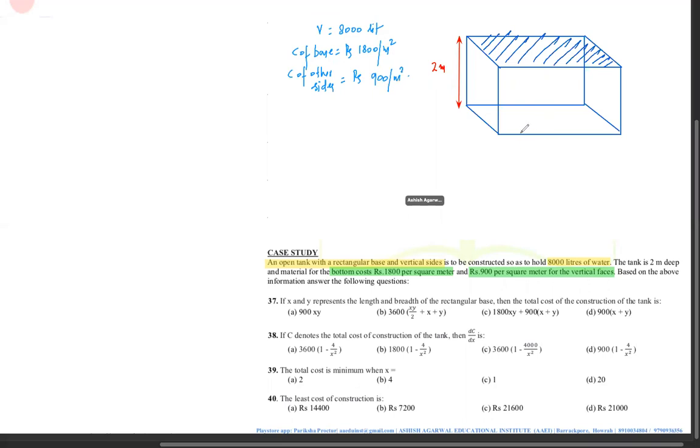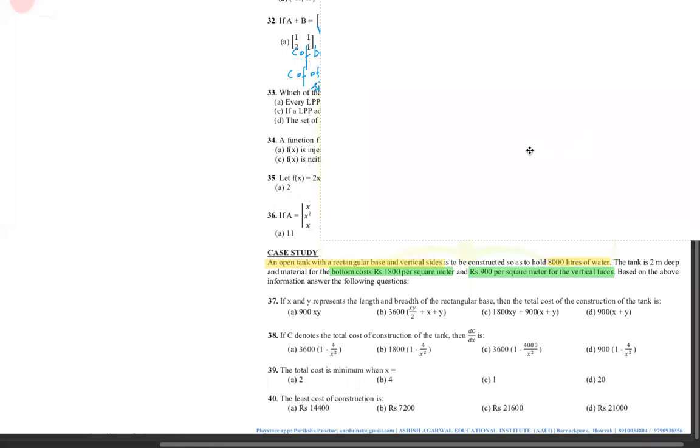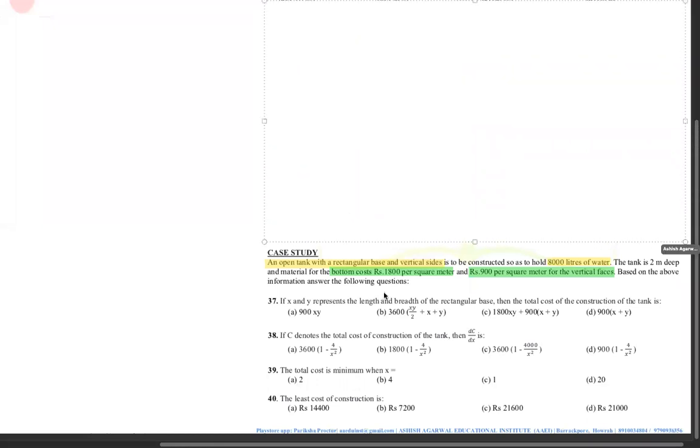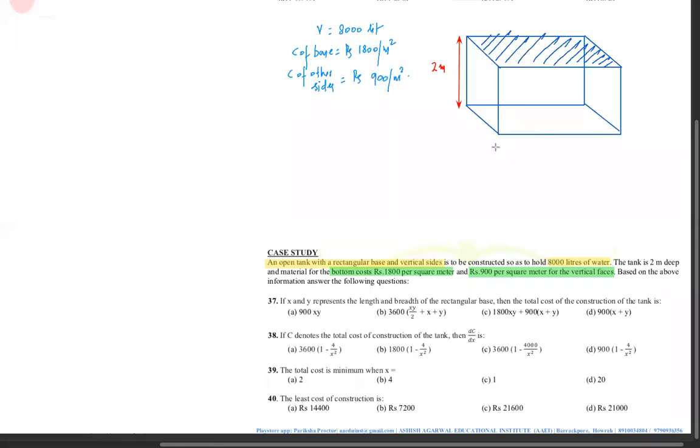Now they have said if X and Y represent the length and breadth of the rectangular base, that means if we mark the dimensions, what they're saying is this is the length, which is denoted by X, and this is the breadth, which is denoted by Y. So if X and Y represent the length and breadth of the rectangular base, we need to find the total cost of construction. It's a very simple problem.